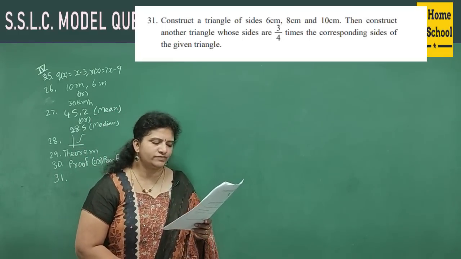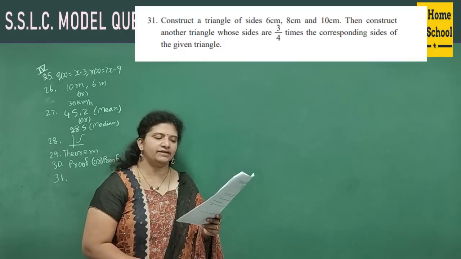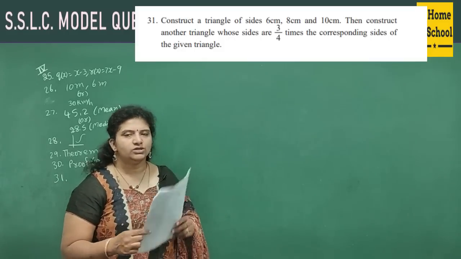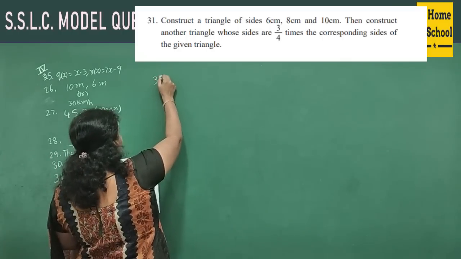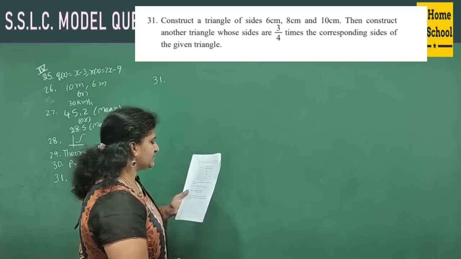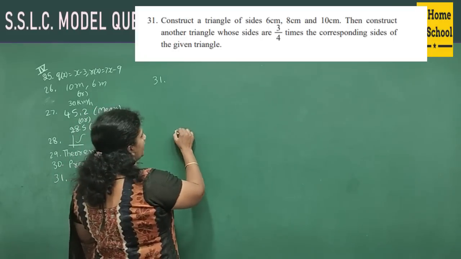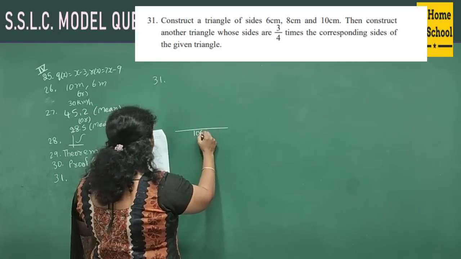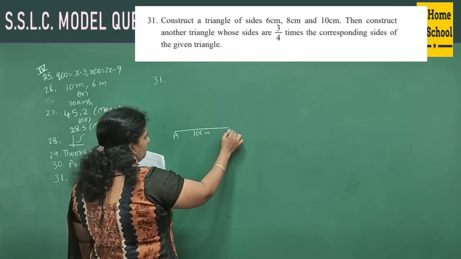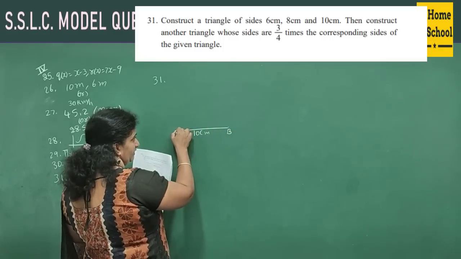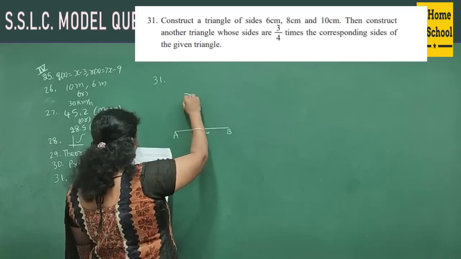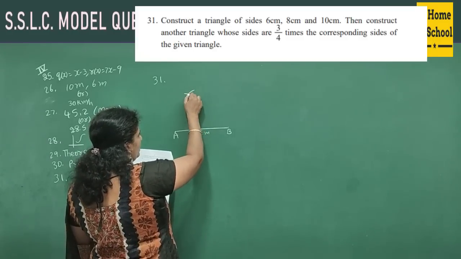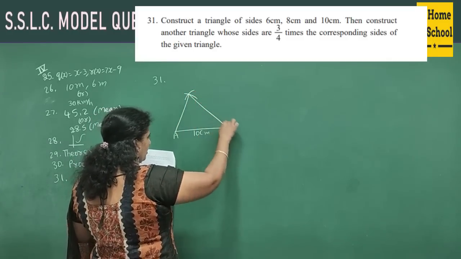Construct a triangle of sides 6 cm, 8 cm and 10 cm. So this construction I am just showing you roughly. You please do it properly. 6 cm, 8 cm, 10 cm. So, let me take 10 cm as the base. A, B I'll mark. From A as a center, 6 cm draw an arc. From B as a center, 8 cm cut this arc and then join.